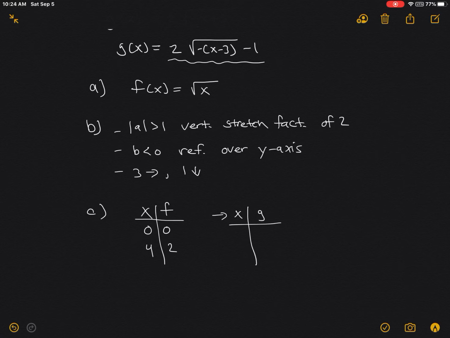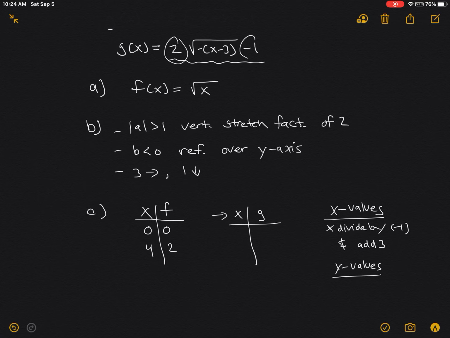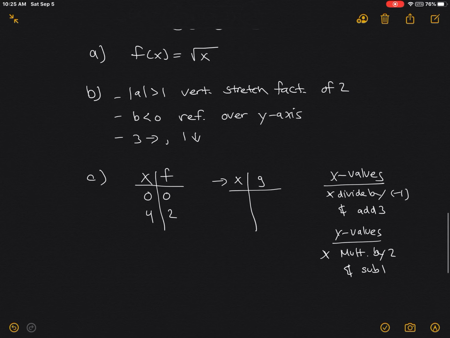Here's x, and my new function is called g. Well, for the x values, because there's a negative inside, I need to divide by negative 1. And then I'm shifting it 3 units to the right, so I'm going to add 3. And then for the y values, you look on the outside. Over here, I have a 2 and I have a negative 1. The 2 is being multiplied, so multiply by positive 2. And then subtract 1. All right, so those rules all came from the notes I gave you while we're still live in lecture, okay?